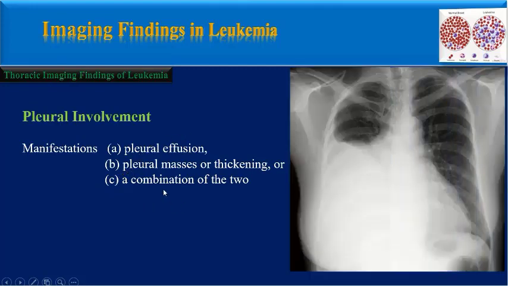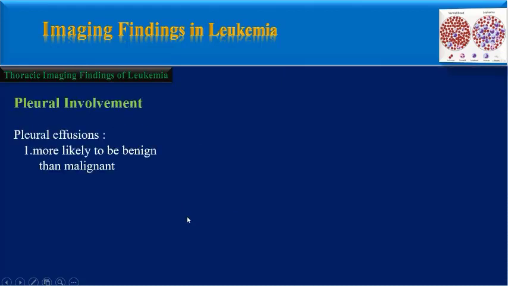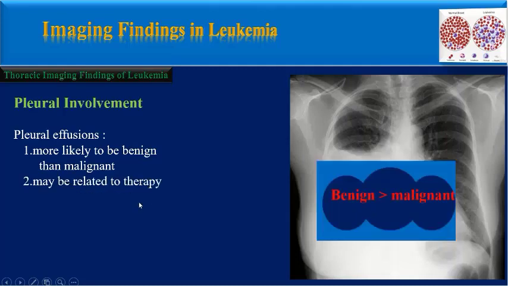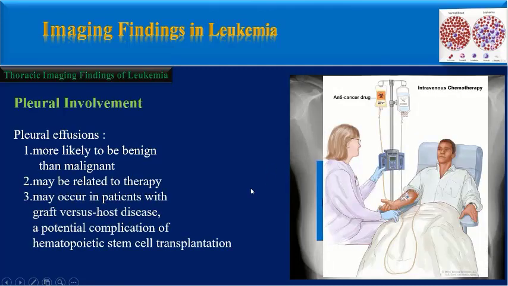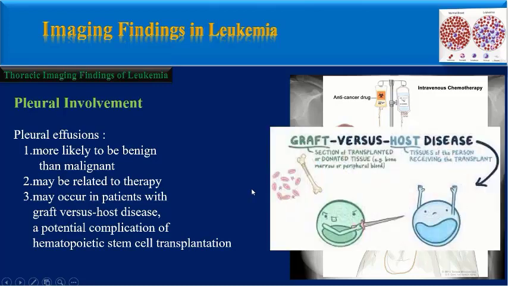Another finding is pleural masses or thickening, or a combination of the two. Pleural effusion is more likely to be benign than malignant, may be related to therapy, and may occur in patients with graft versus host disease, a potential complication of hematopoietic stem cell transplantation.